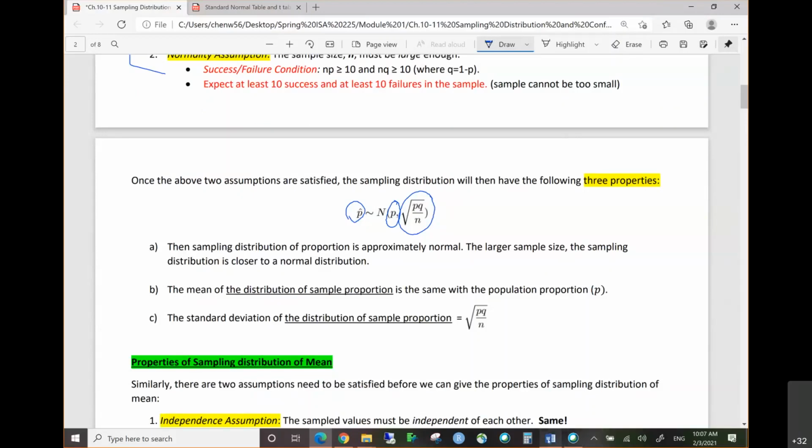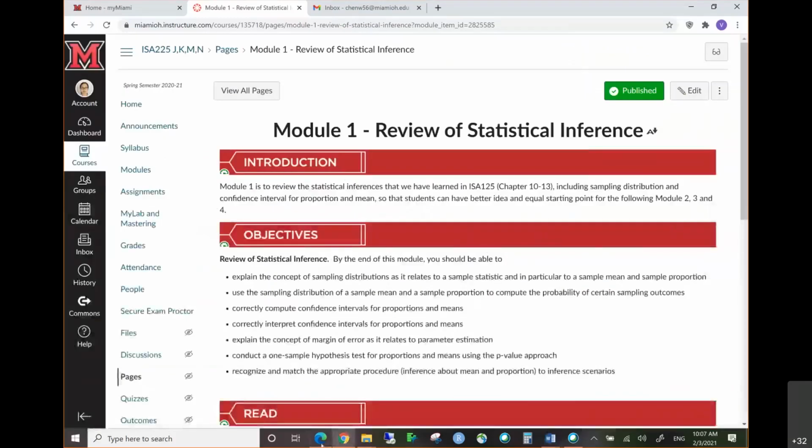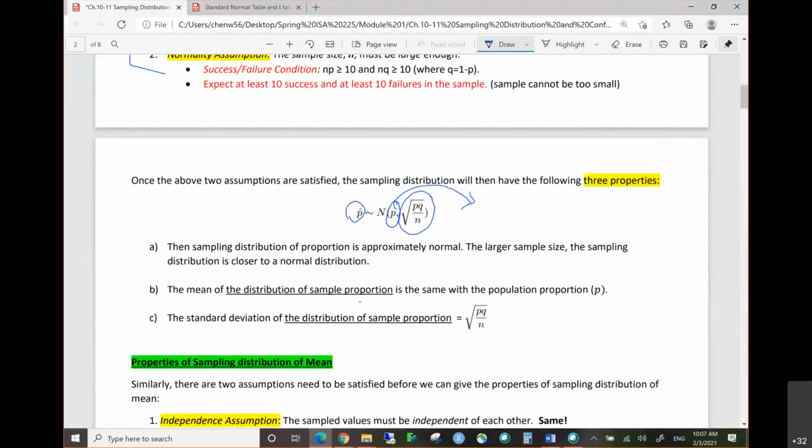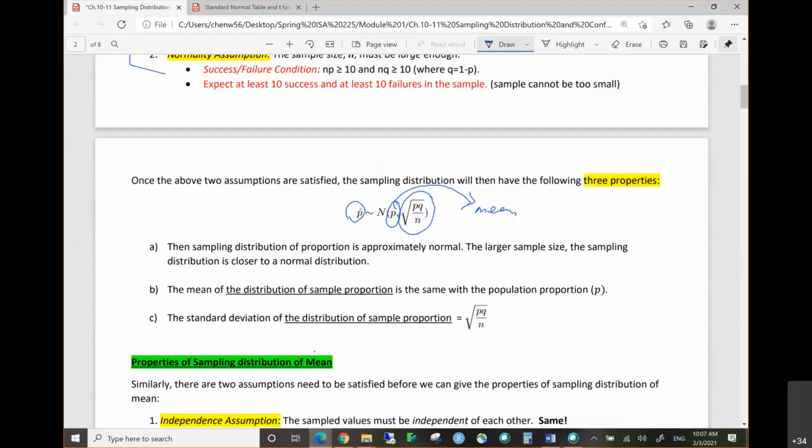So let's talk about this essay assignment 1. Here, the first question: what is the mean for the sampling distribution of proportions? The mean for the sampling distribution will be the population proportion, right? The second question: what is the standard deviation for the sampling distribution of proportion? This is the square root of PQ over N. This is the standard deviation of the sampling distribution, right?